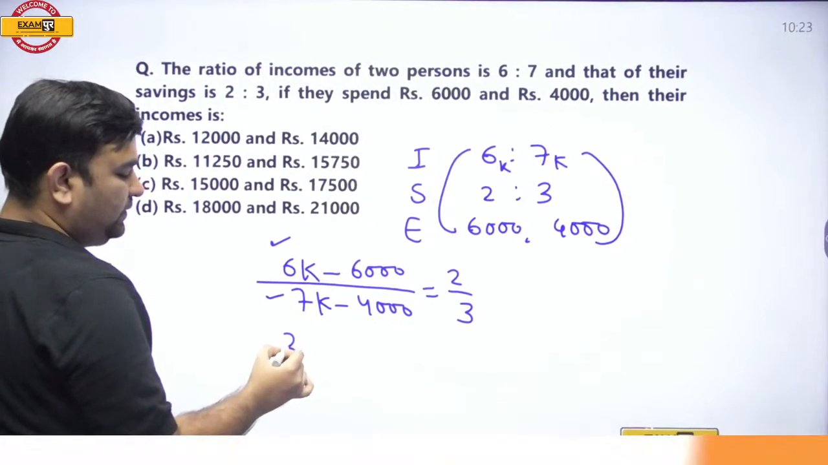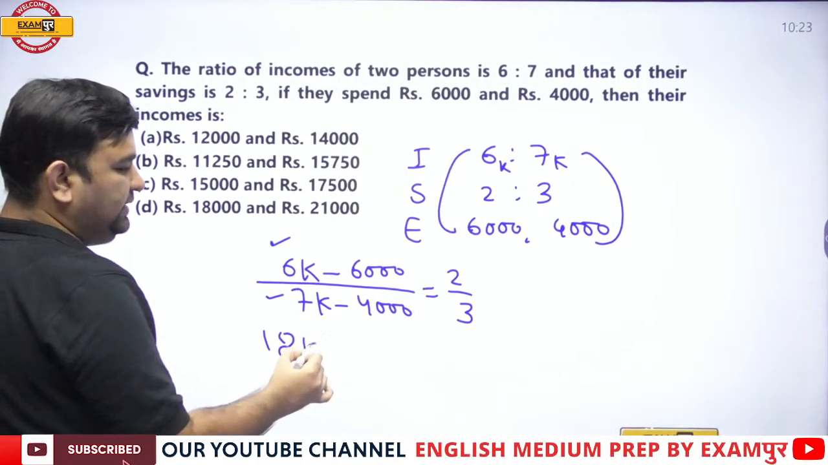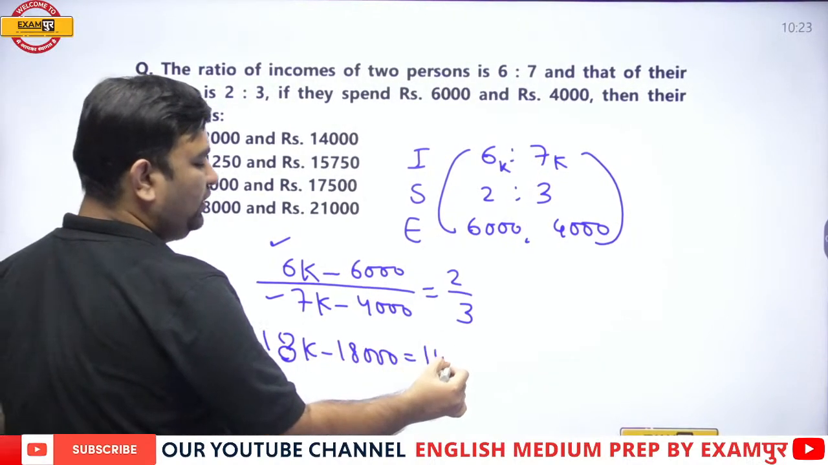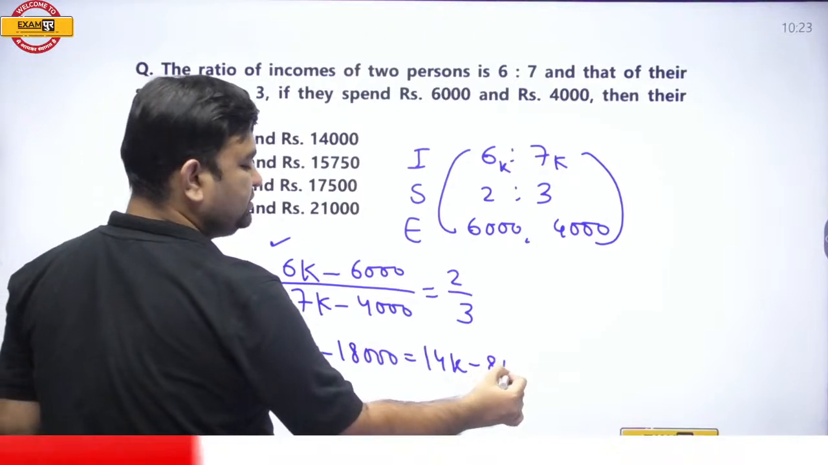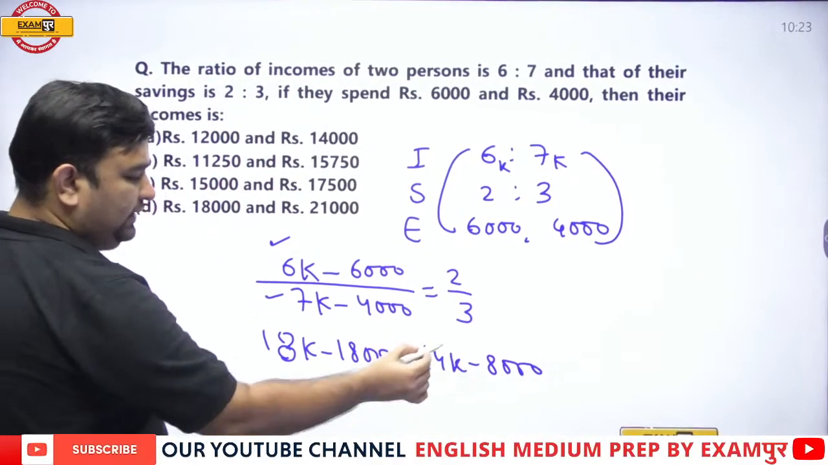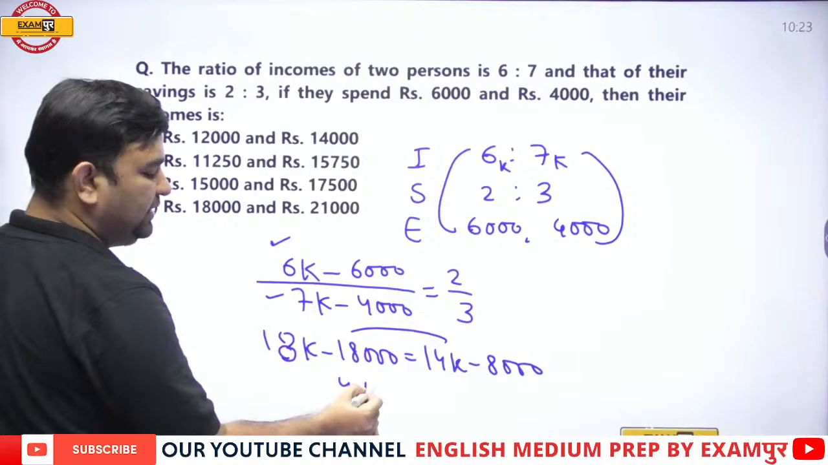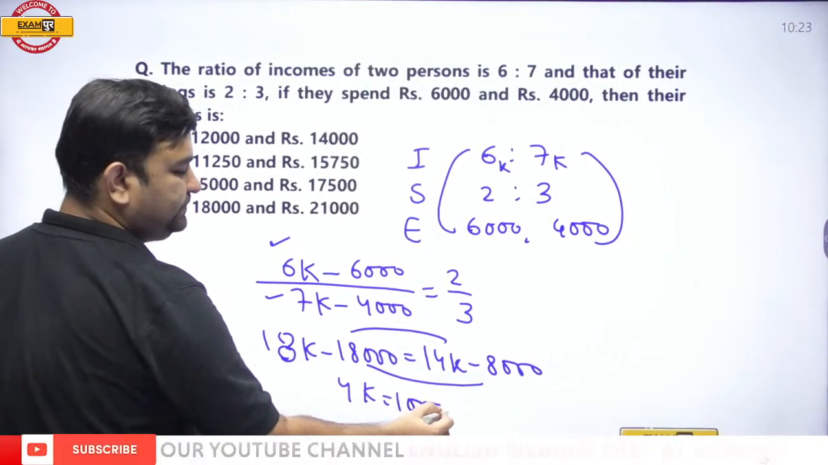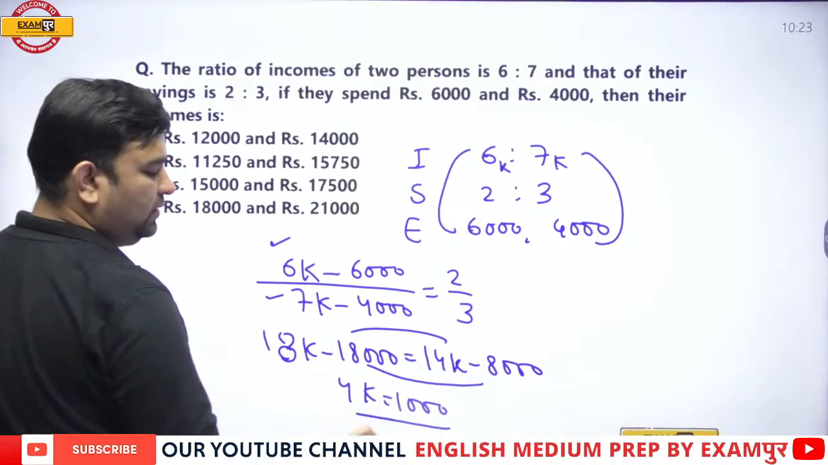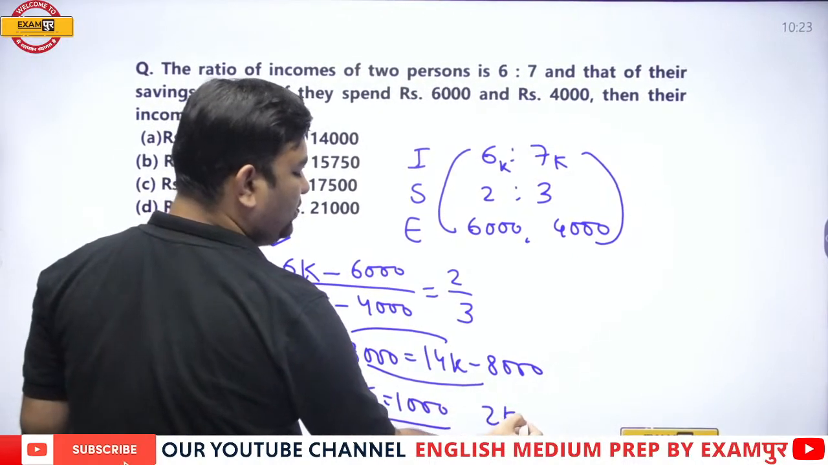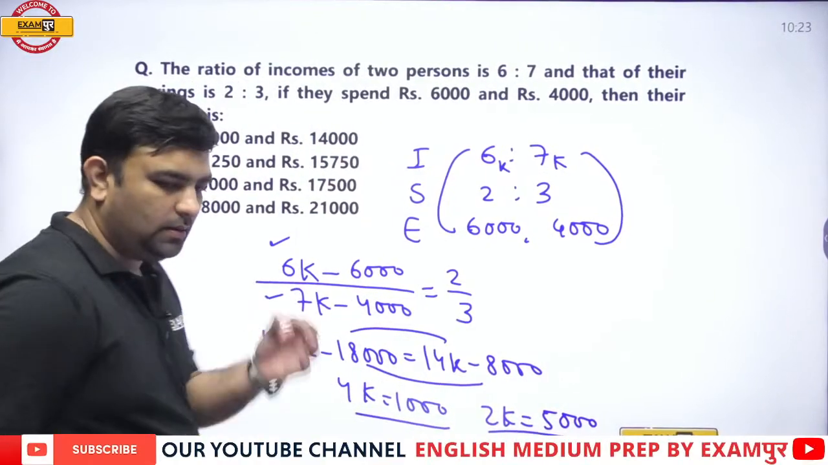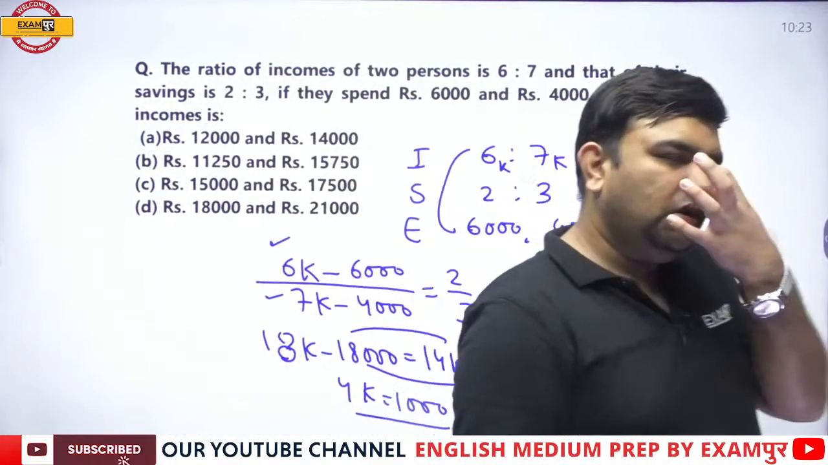So 18K minus 18,000 should be equal to 14K minus 8,000. Take it over here: 4K is equal to 10,000. Or you can say 2K is equal to 5,000.